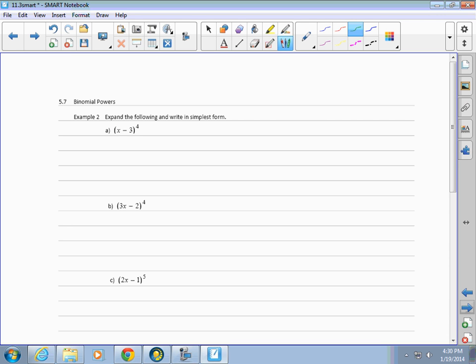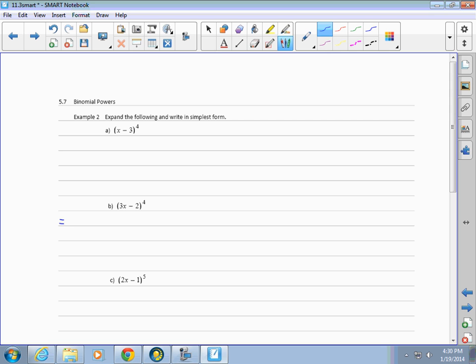Okay, so let's try another one. (x − 3)^4. Actually, I'm going to skip that one because it's a pretty basic one. Let's try (3x − 2)^4. So (3x − 2) to the power of 4.